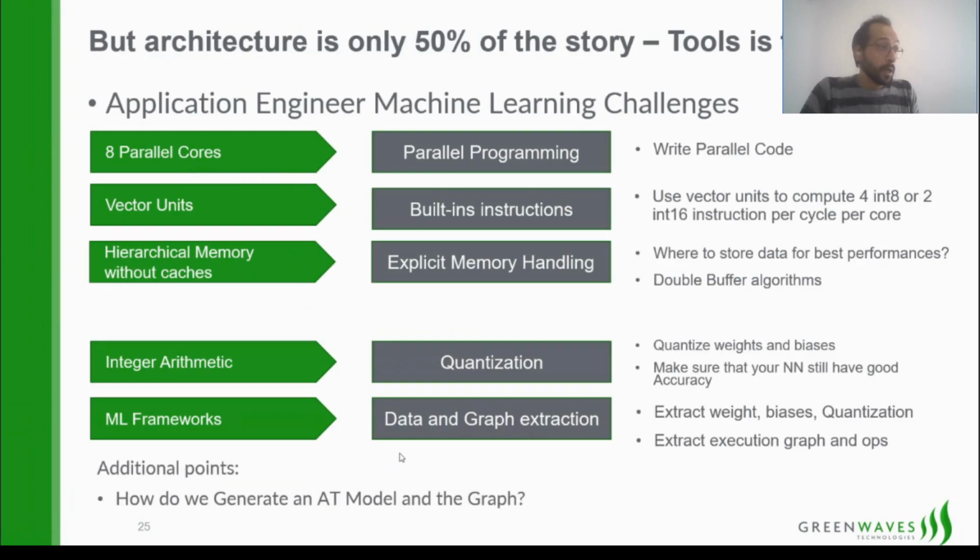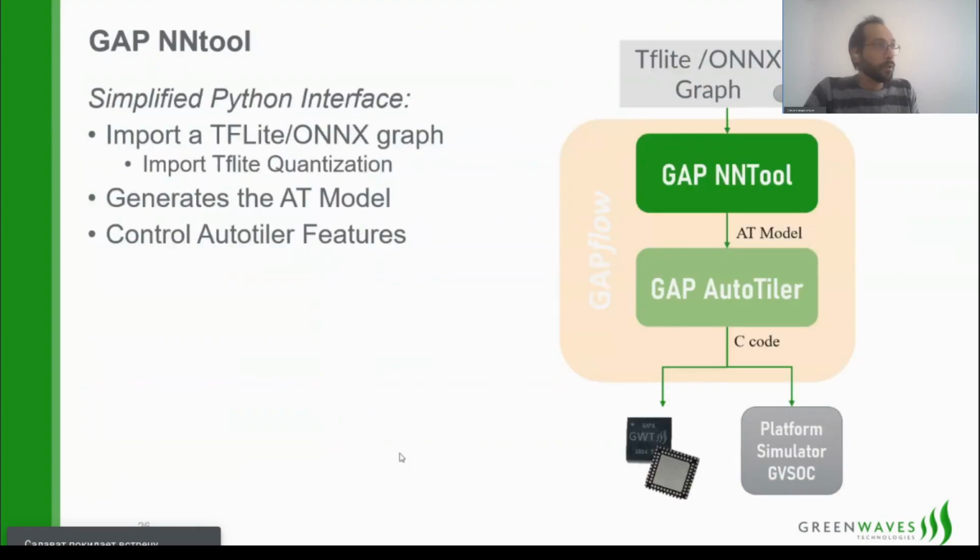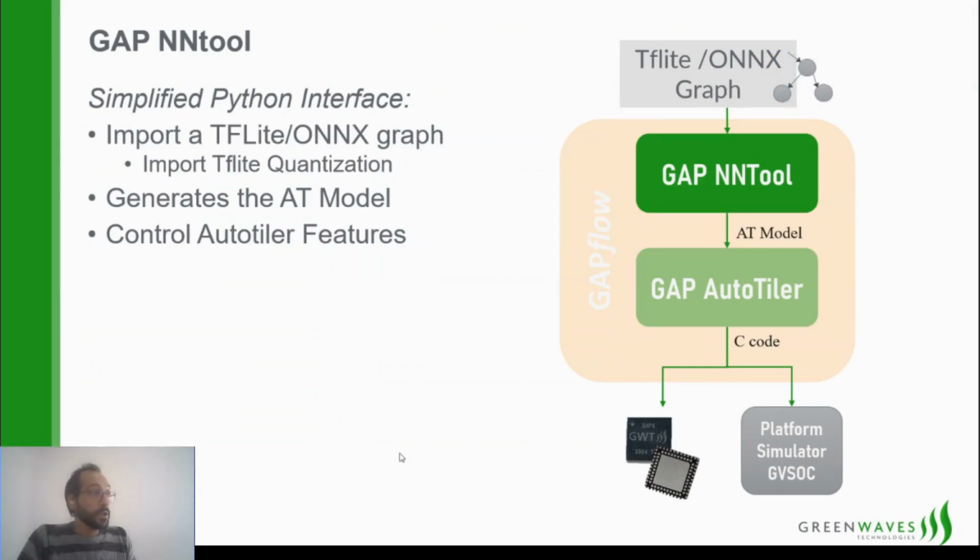And also, if we look at the slide before, we have added another problem, which is how do we generate this autotiler model and this graph. For this, we have developed this tool, which is called NNtool, which imports TensorFlow Lite and ONNX graphs and generates an autotiler model. And it's also able to control some features.